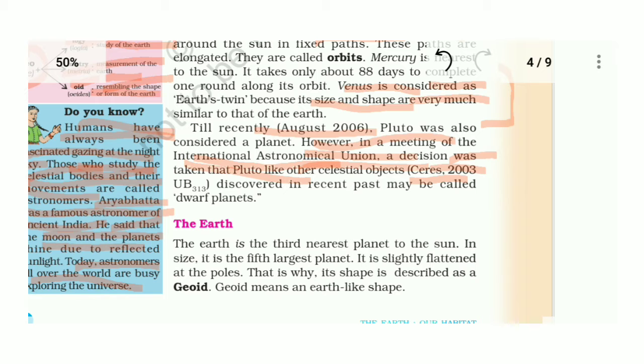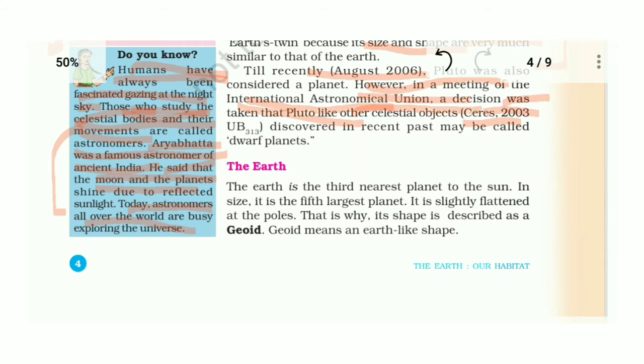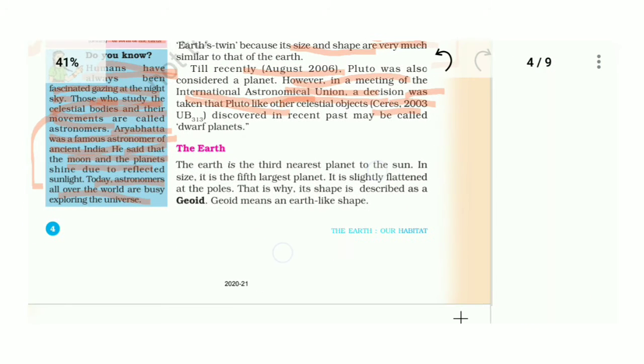So maybe they are called dwarf planets. Then, Earth is the third nearest planet to the sun, on which we all live, and it is the fifth largest planet. So what is the first largest planet? You have to answer it. It is slightly flattened at the poles, and hence it is not spherical, it is a geoid in shape. Geoid directly means an earth-like shape.